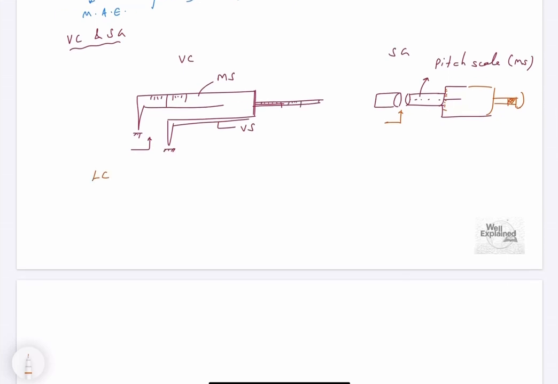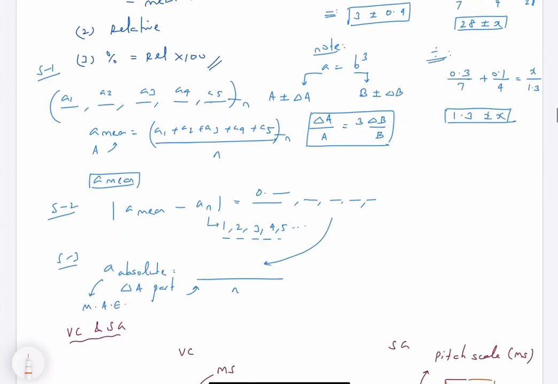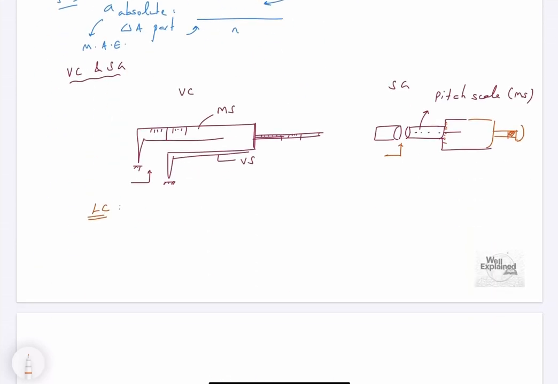So what is the least count of this device? The minimum that it can measure. Let's say my value actually came between 3.1 and 3.2 in this case. So I'd be a bit sad. I cannot get the exact. So don't worry. We have the vernier calipers for it.